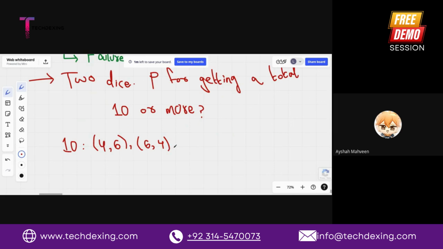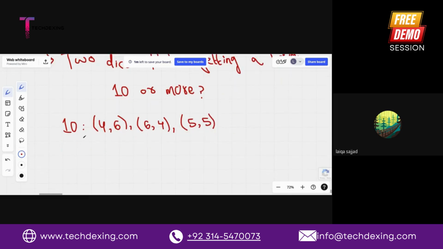What else? A 5 and 5. So these are the three combinations that can give me a total of 10. But the question is asking us for the probability of 10, 11, and 12, all of them.